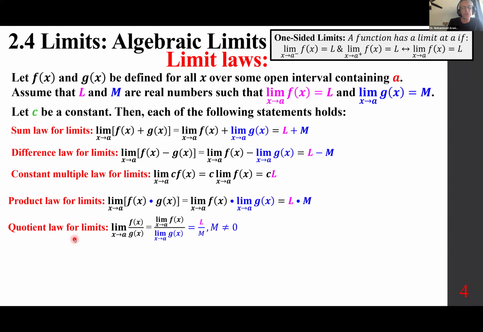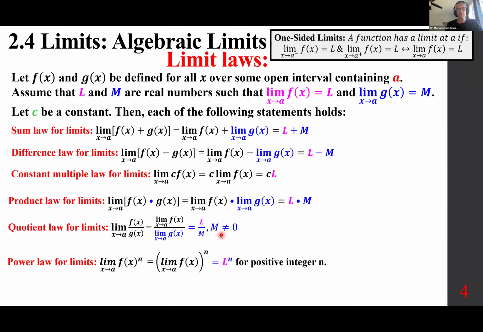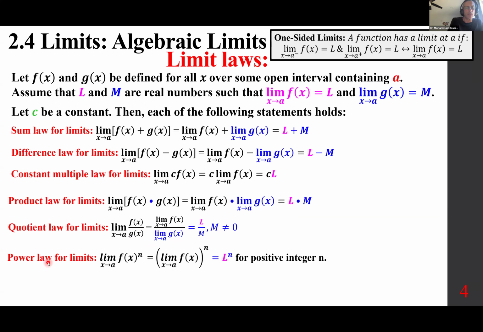Quotient law for limits. The limit of the quotient is the quotient of the limits, L over M. As always, the denominator, in this case M, cannot be 0. Power law. The limit of f of x to the power of n as x approaches a, you take the limit of f of x as x approaches a, and then you raise it to the power of n. In other words, L to the power of n for positive integers.